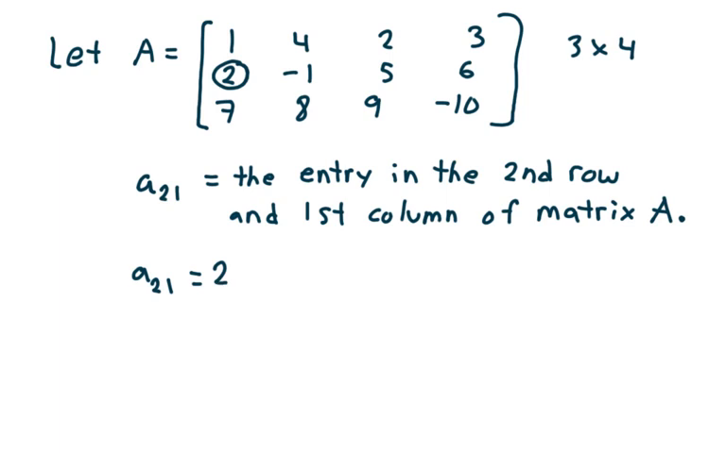Suppose I want A sub 3, 3. That means I want the entry in the third row, third column of matrix A. And that's right here. And so A sub 33 is equal to 9. A sub 14 is equal to 3, right? A sub 14 is the entry in the first row, fourth column of matrix A, etc.